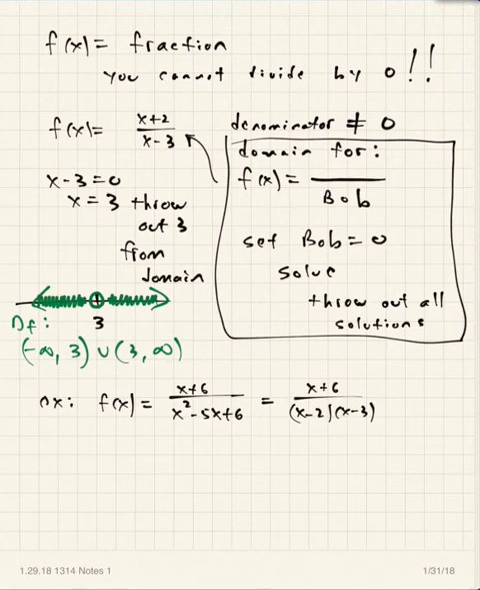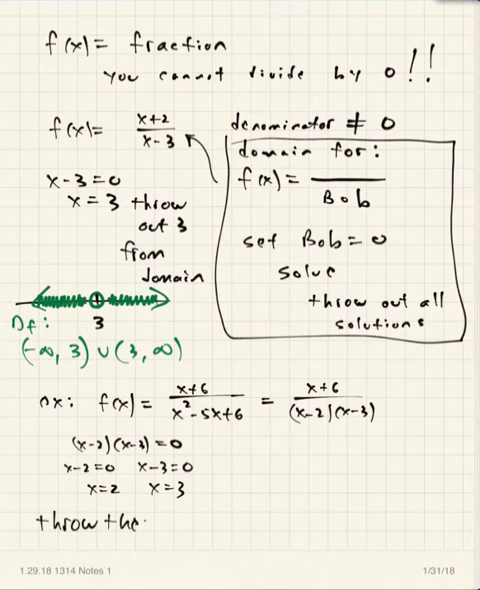And then what do you do here? You take the denominator and set it equal to 0, and you solve that equation. You get x minus 2 equals 0 and x minus 3 equals 0. You end up with 2 and 3 as solutions. And so what do you do? You throw these out. Notice we do not care about the x plus 6 in the numerator. The numerator, we don't care if it's 0 or not. We can divide 0 by something. You just can't divide by 0.